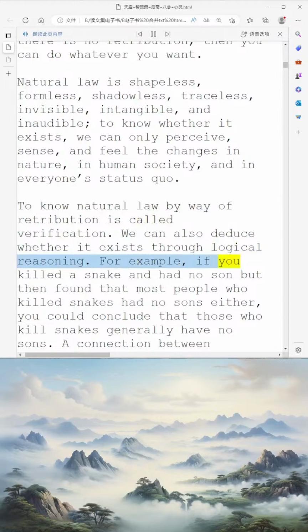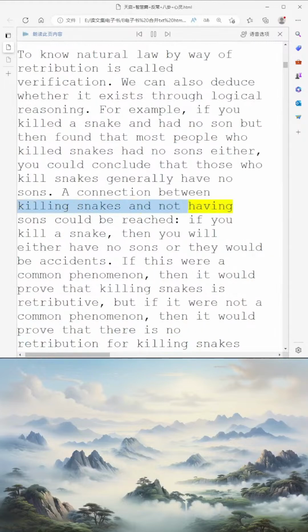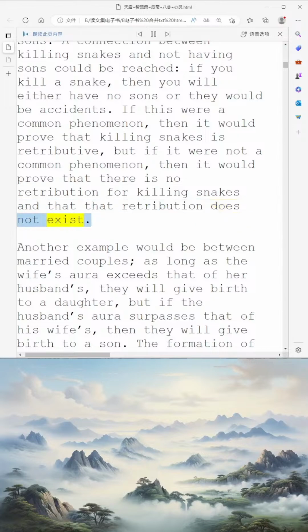For example, if you killed a snake and had no son but then found that most people who killed snakes had no sons either, you could conclude that those who kill snakes generally have no sons. A connection between killing snakes and not having sons could be reached. If you kill a snake, then you will either have no sons or they would be accidents. If this were a common phenomenon, then it would prove that killing snakes is retributive, but if it were not a common phenomenon, then it would prove that there is no retribution for killing snakes and that retribution does not exist.